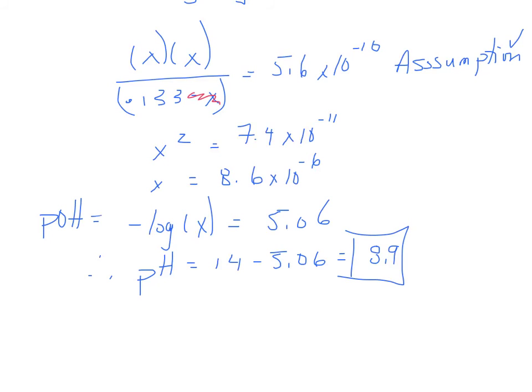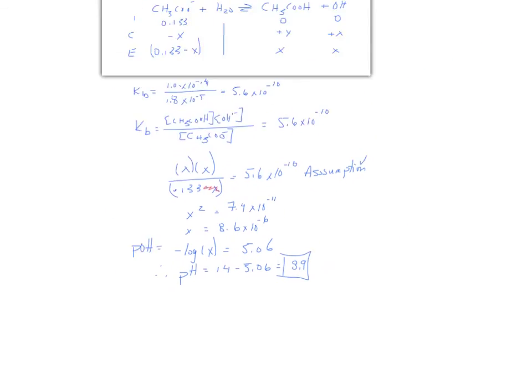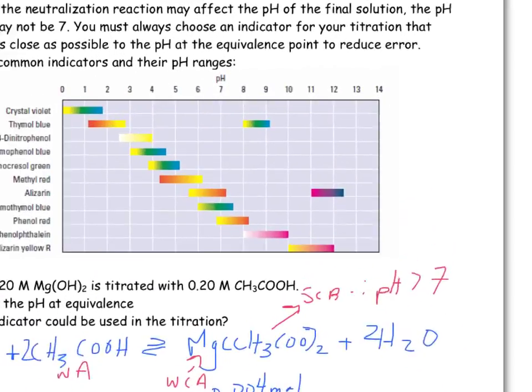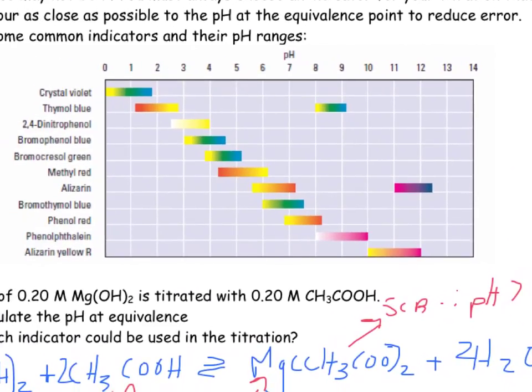For question B, if I wanted to do this titration and mix magnesium hydroxide and ethanoic acid together, and use an indicator to tell me when I've reached stoichiometric amounts, I would need to find an indicator that changed colors at pH 8.9. If we have a look at the chart, we have a couple of options.